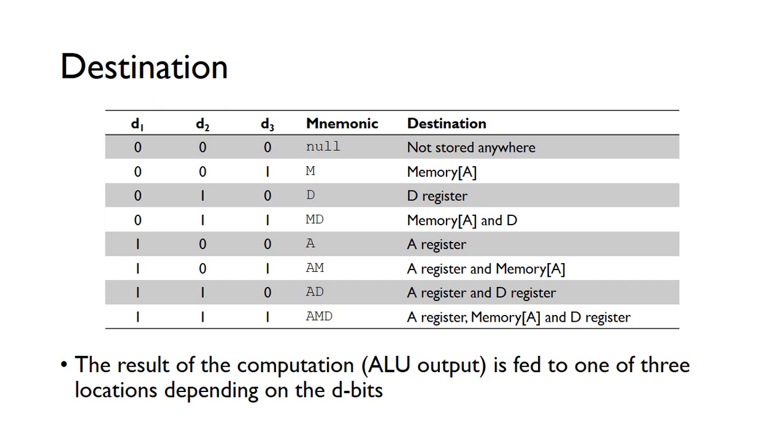For the destination, to assemble that is again very easy. We just look at which mnemonic is used. If there's no destination specified, these 3 bits will just be all zeros. Essentially D3 controls M, D2 controls D, D1 controls A, and they can obviously be a combination of those. So we just look at the mnemonic. If we see the destination is AMD, the 3 destination bits will be 1, 1, 1.